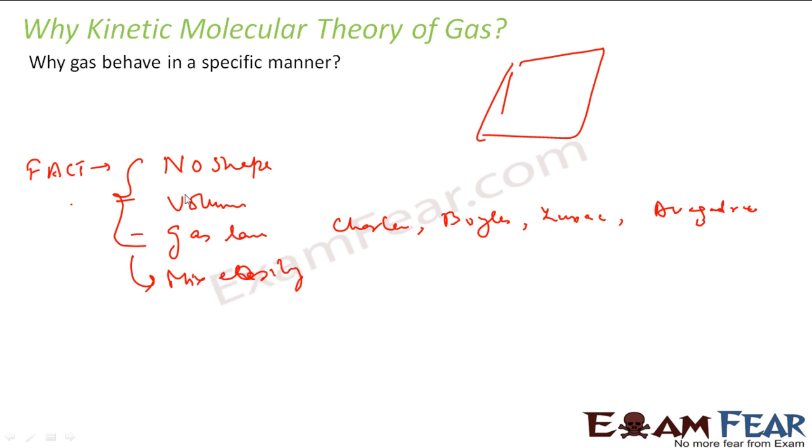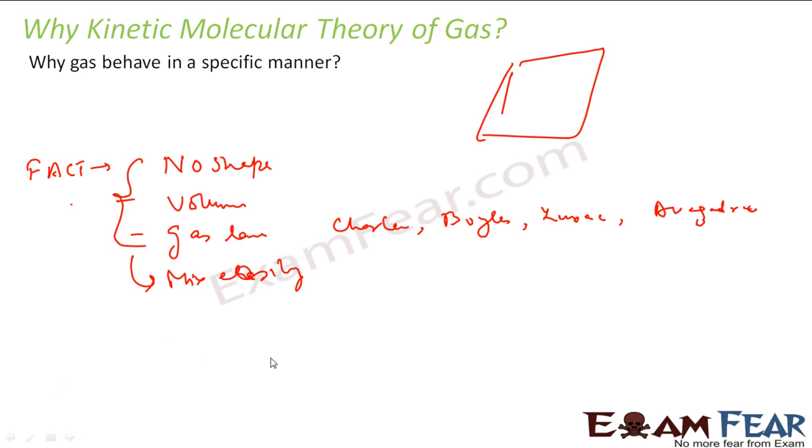We read all these laws, Charles law, Boyle's law, Lussac's law, Avogadro law. Gas follows all these laws, and also we have the real and ideal gas laws. So experimentally it is found that gas behaves in a specific way. Now the question is, why does gas behave in a specific way?